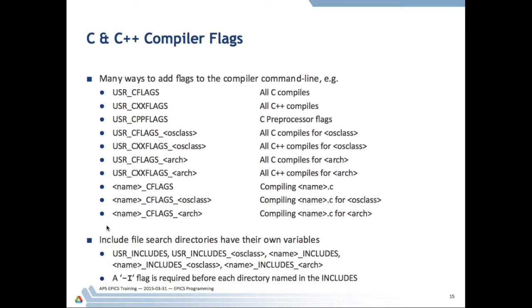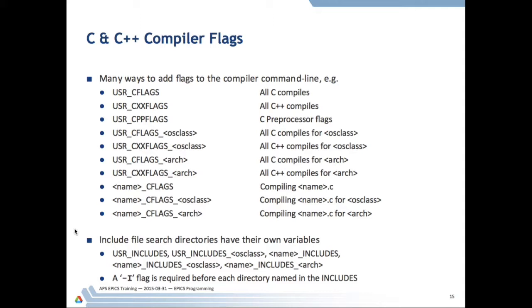We also have include file search directories. There are variables, so you don't have to use these to set the directories to search for include files, because there's a user includes, OS class, and so on, and also the specific name includes, and there are OS class versions of those, and so on. In these variables, you have to remember that you do actually have to include the -I flag before the directory name for the compiler, because these do get passed directly to the compile line. So you need to have a -I and the path to the include directory that you want the compiler to search for those particular headers.